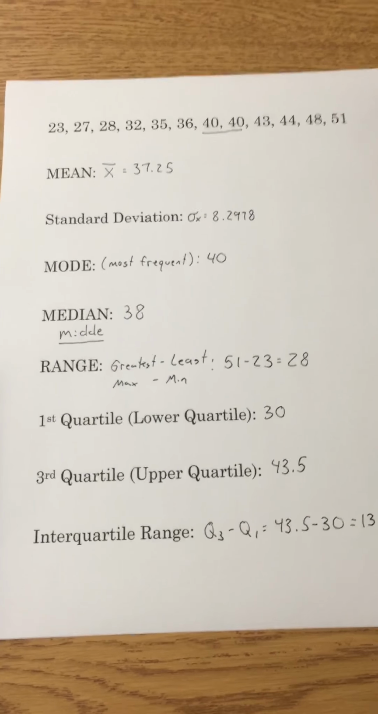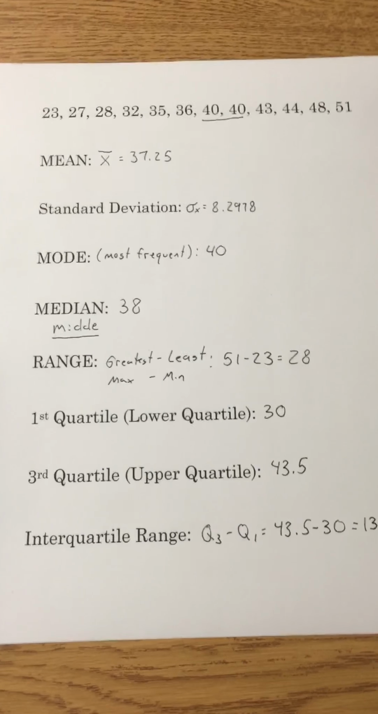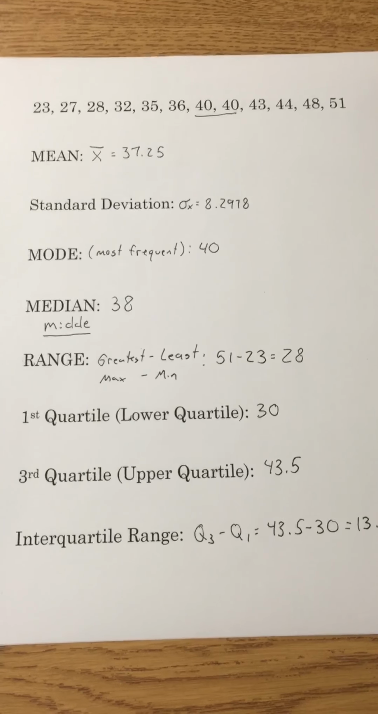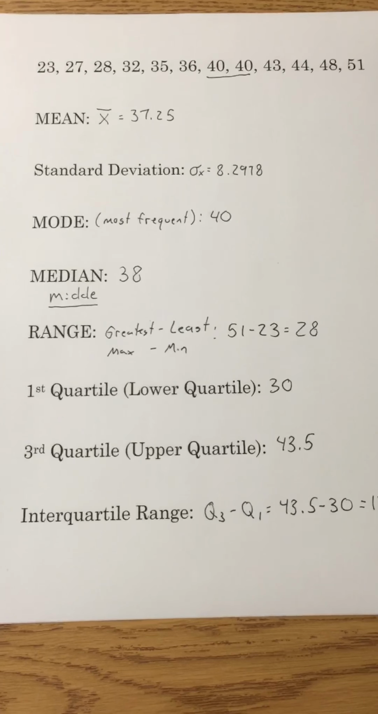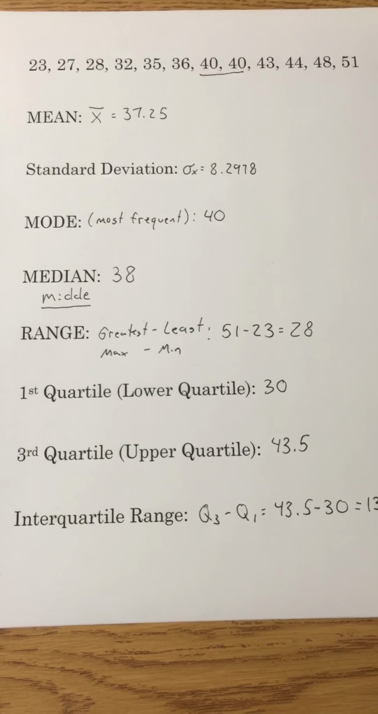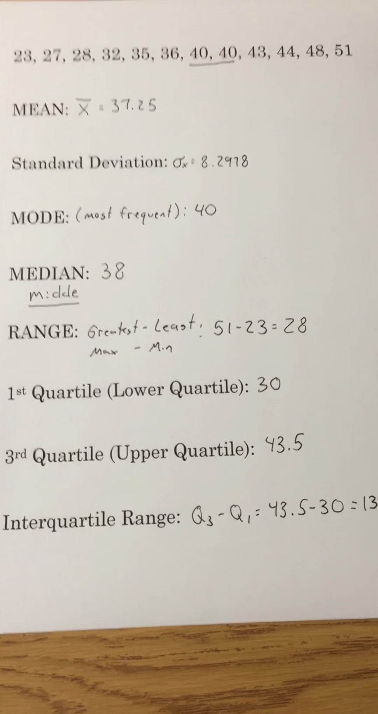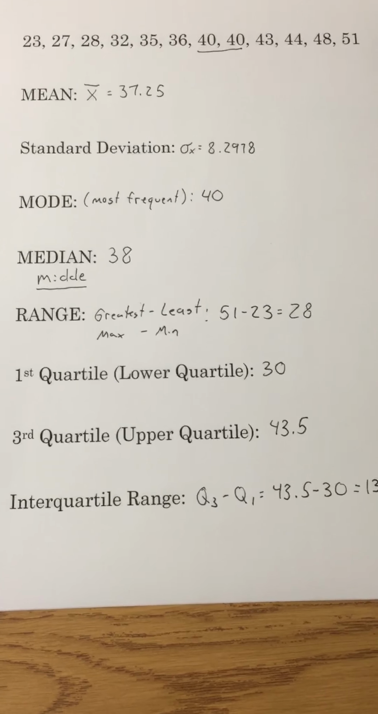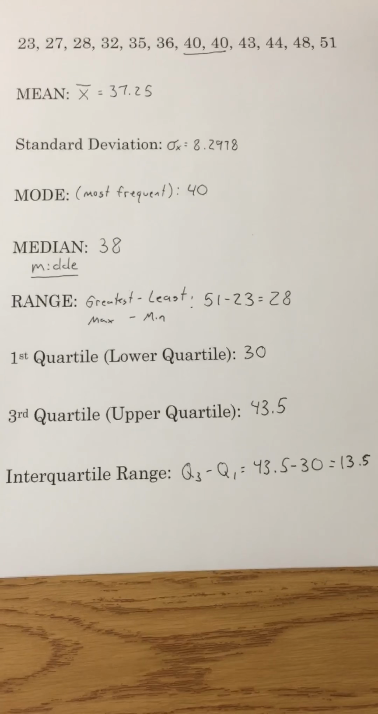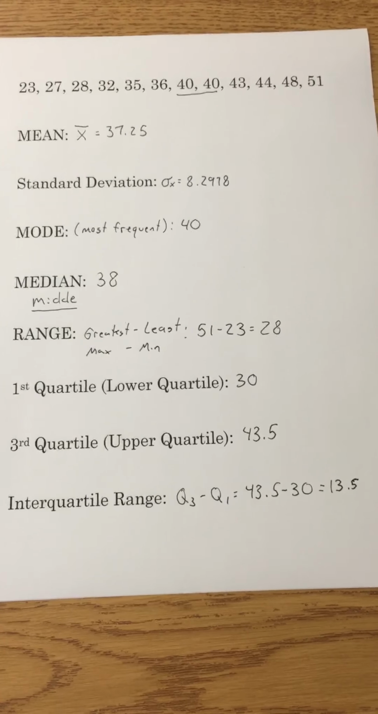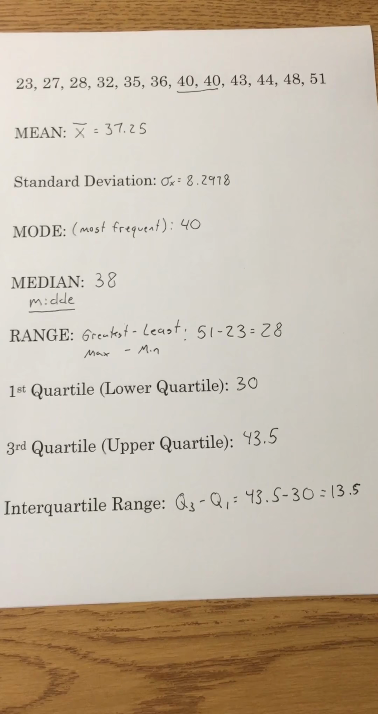All right. So there you have it. The mean, which is our average that we normally calculate, standard deviation, mode, the most frequent, median is the middle number, the range, highest minus lowest, greatest minus least, first quartile, third quartile, and your interquartile range. Simple.